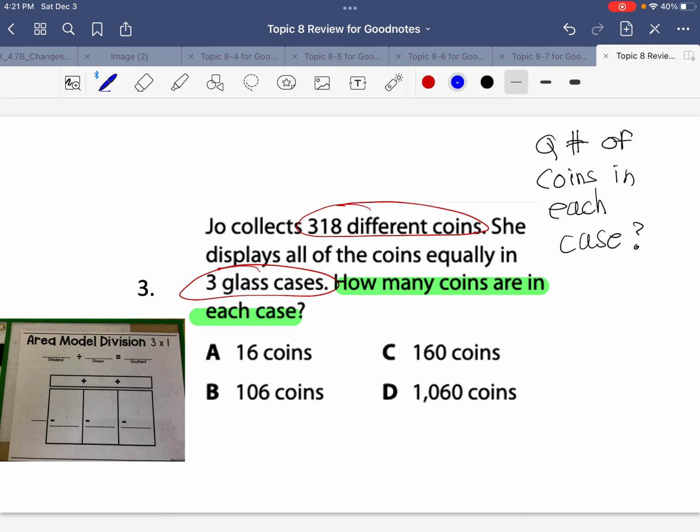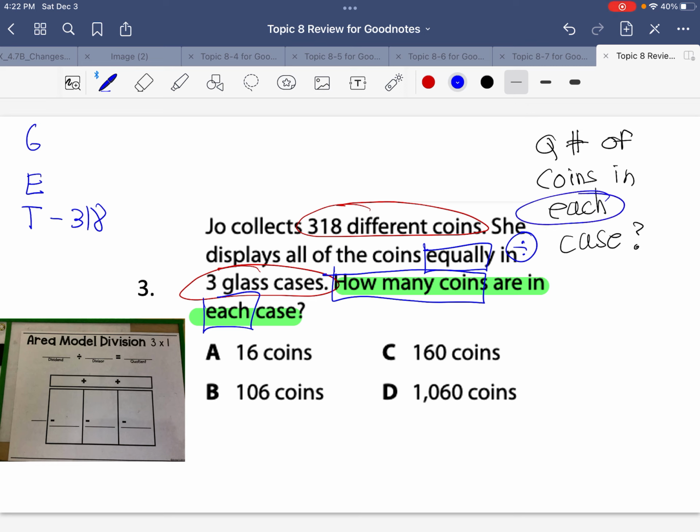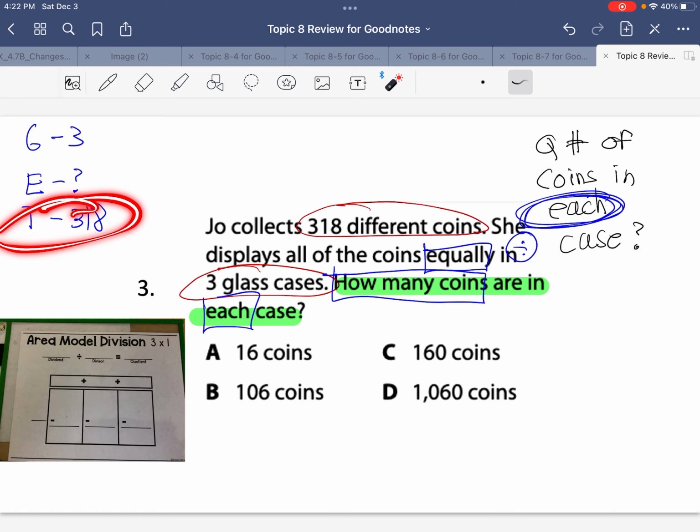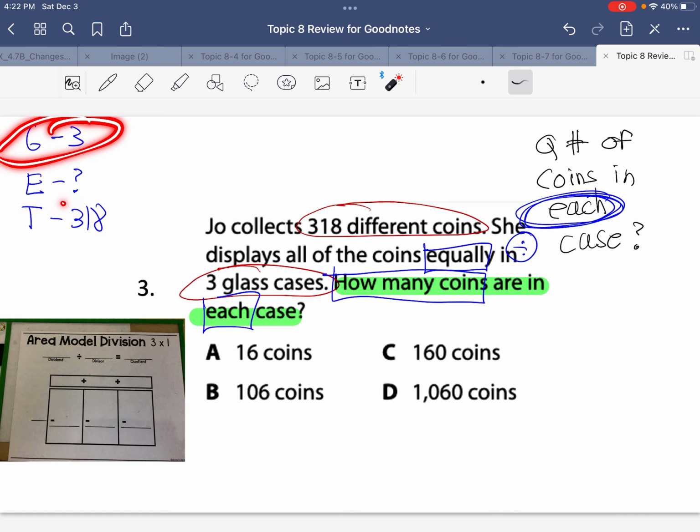Box in my keywords. Equally tells me that I'm going to divide. I'm looking for how many coins, and I have that each. Okay, so I'm going to do my groups, my each, my total. My total is going to be 318. If each is in my question, that means I do not know it. My groups will be my 3 glass cases. So if I know my total, I know my groups, but I don't know my each, I'm going to divide. I'm dividing 318 divided by 3.